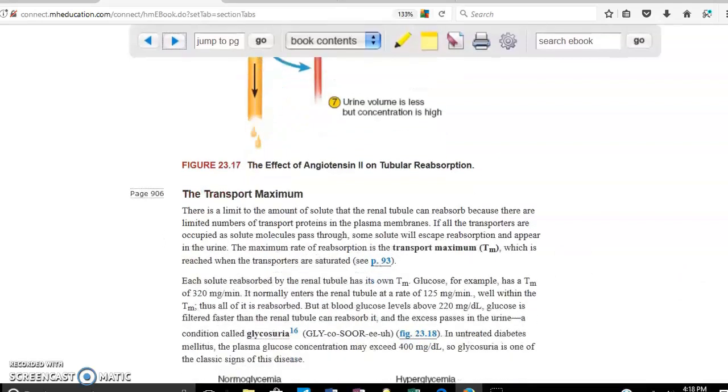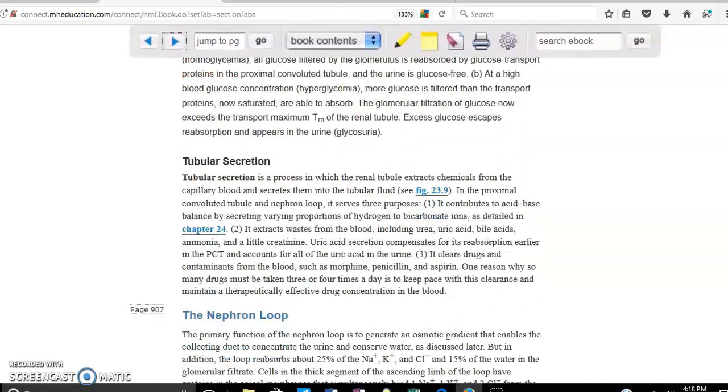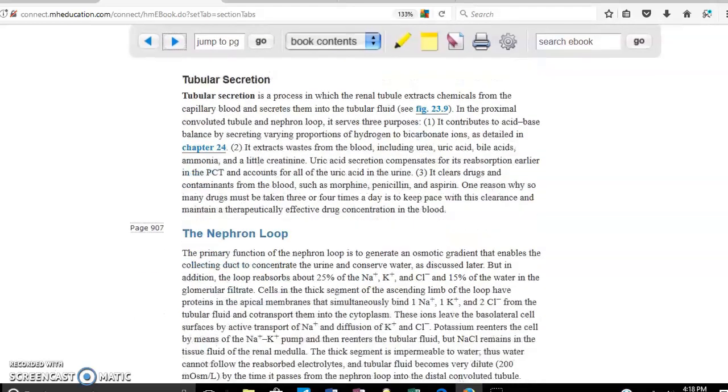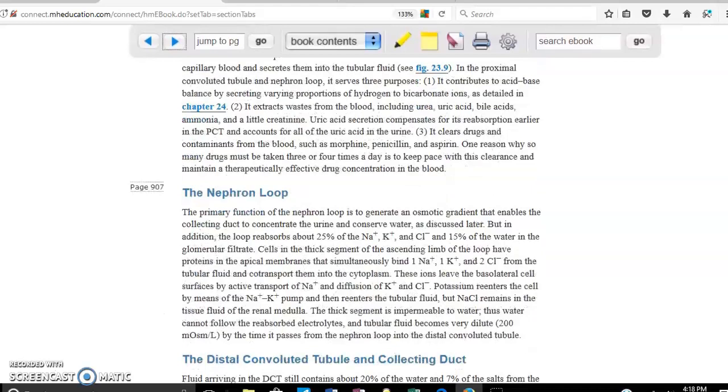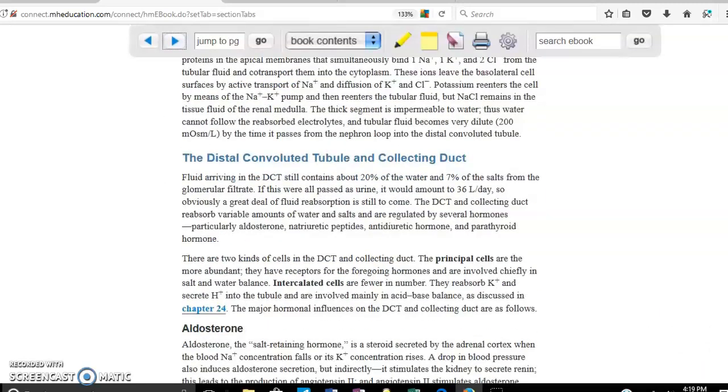Then we scroll down. Transport maximum, there's only a certain number of pumps that can allow us to transport glucose. Tubular secretion, like we filter urea, uric acid, but we also secrete these nitrogenous waste into the tubes in order to eliminate that. Nephron loops, secretion and reabsorption, but this has a very important purpose. If you can see here, is to generate osmotic gradients that enable the collecting duct to concentrate the urine. Basically, the nephron loop is going to secrete and reabsorb, yes, but with the purposes of making the job of the collecting duct easy.